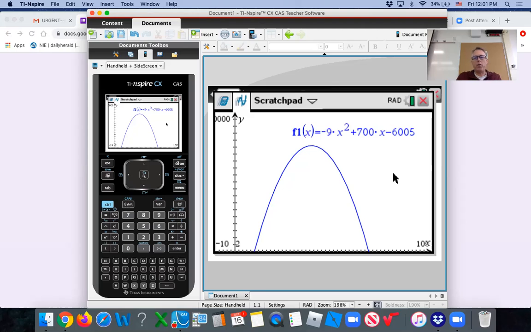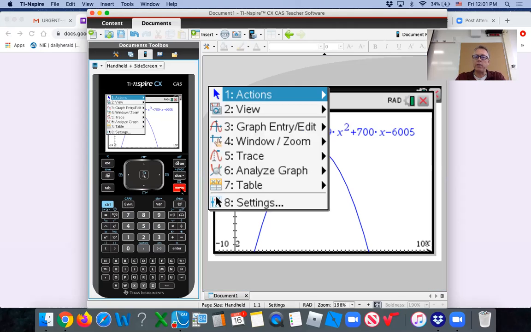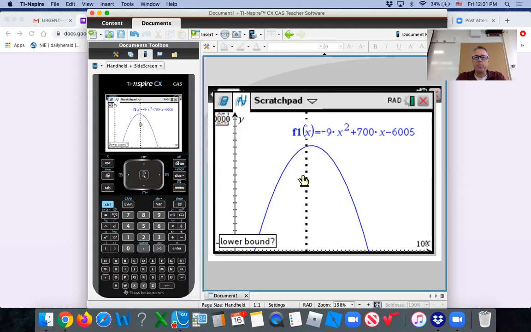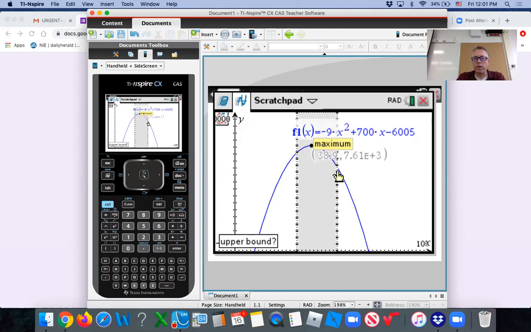So let's talk about some different parts of the parabola. Of course, everybody wants a maximum profit. So the max of this would be an interesting point. So I'll go to menu, and now I want to analyze graph to find the maximum. And I have to move this to the left of the maximum and hit enter, and then move it to the right of the maximum.